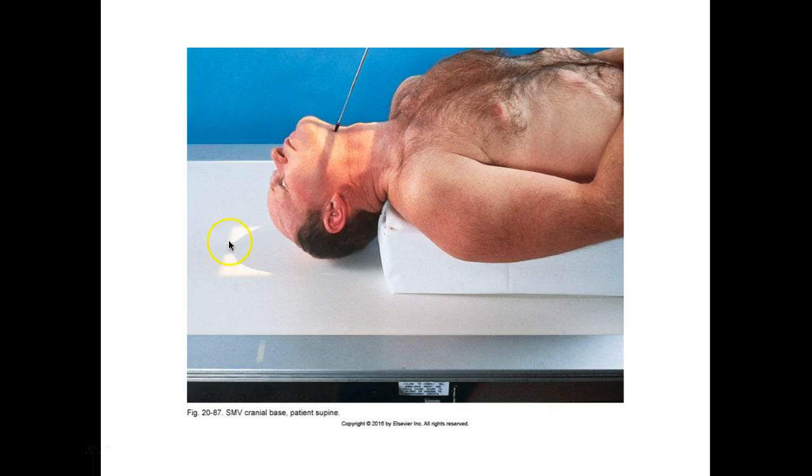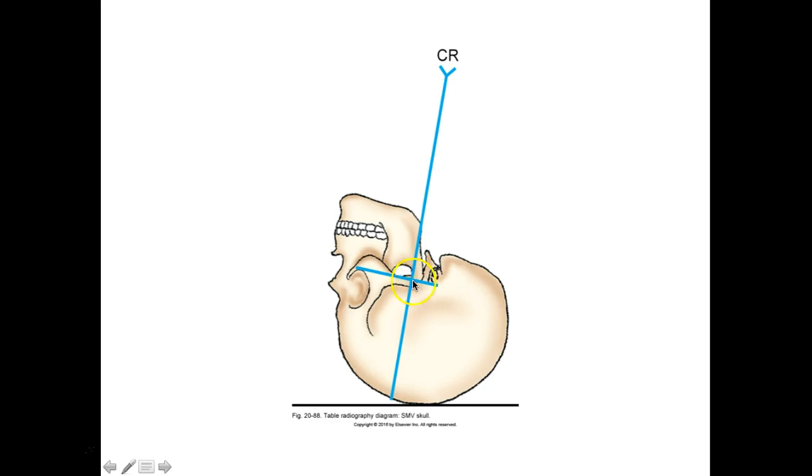So here, you can see that we're off by quite a bit. So we're not angled quite right. So you're going to angle your tube to compensate so that your infraorbital meatal line and your tube are coming in perpendicular to each other. So this line right here needs to be perpendicular to your tube angle, okay, so that you get a true SMV view. So here, your infraorbital meatal line and your CR, you're going to angle so they're coming in at 90s.